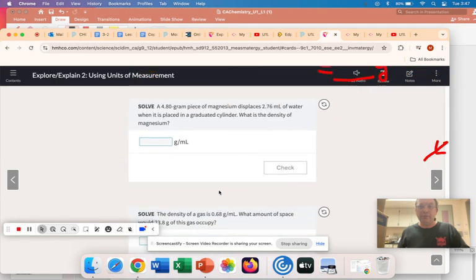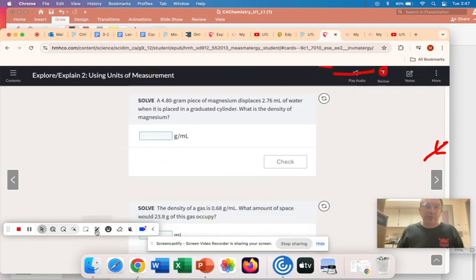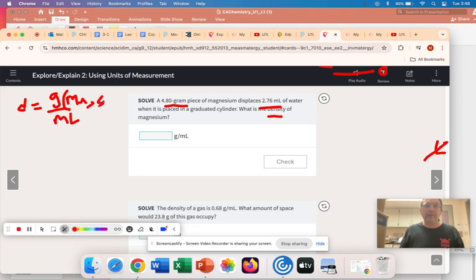Next example, a 4.80 gram piece of magnesium displaces 2.76 milliliters of water. What is the density? So let's do this one on this side. Density equals grams per milliliter. So grams is mass, and milliliters is volume, so mass divided by volume.